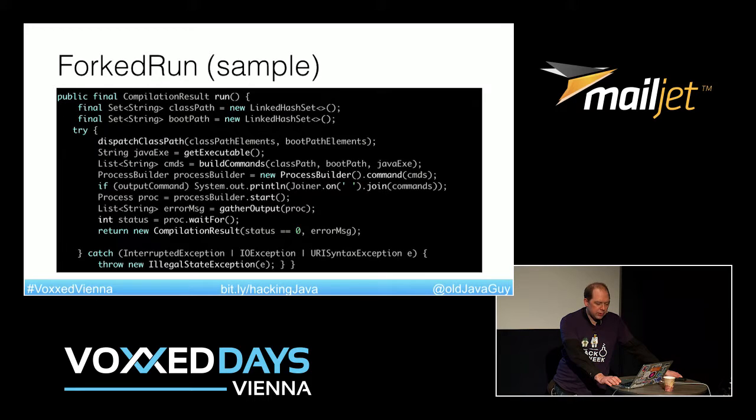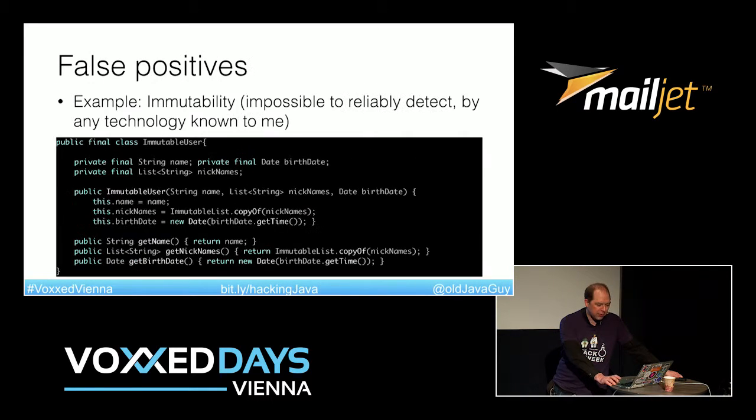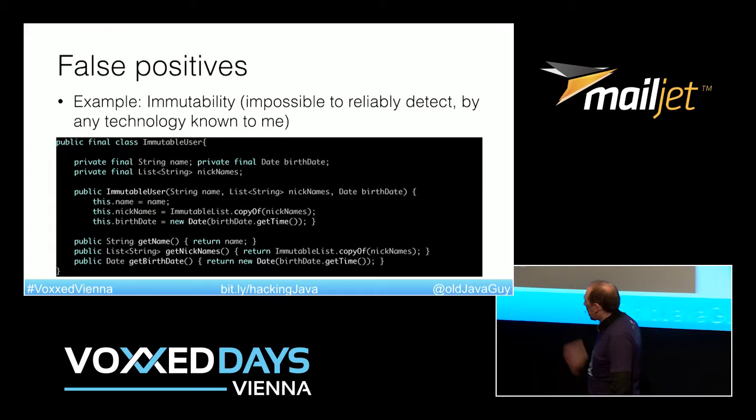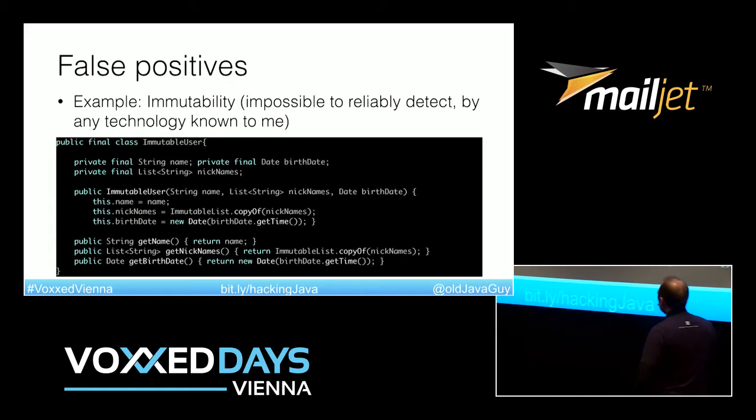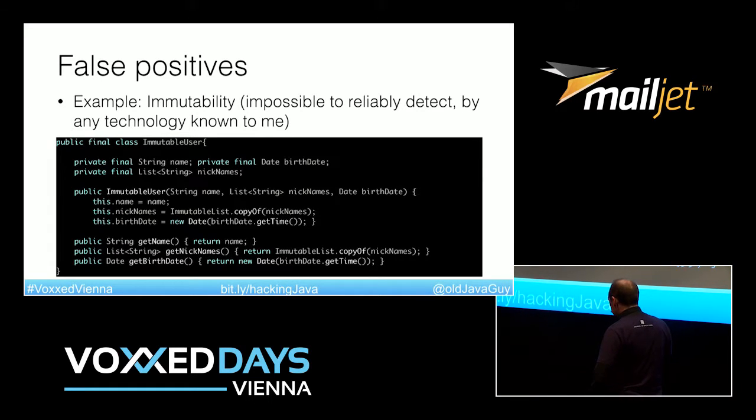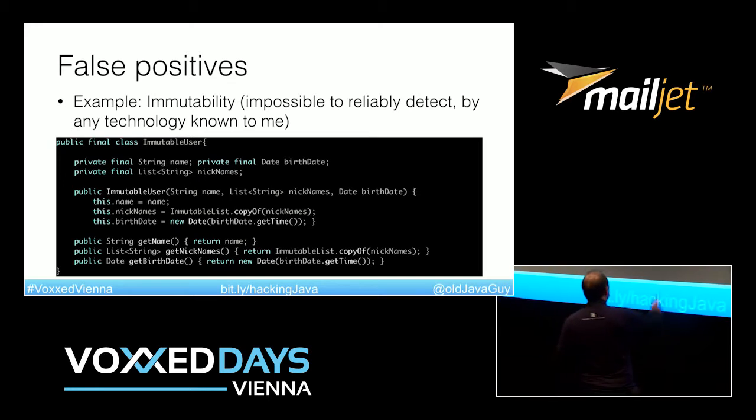Unfortunately, detecting defects at compile time only gets you so far. So for example, I have not found any reliable way of detecting immutability. In this case, this class is immutable, at least for practical purposes. There is no way you can mutate its internal state, but it contains some mutable members. It contains a date, for example.